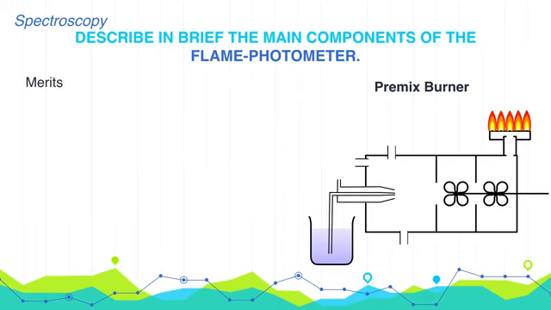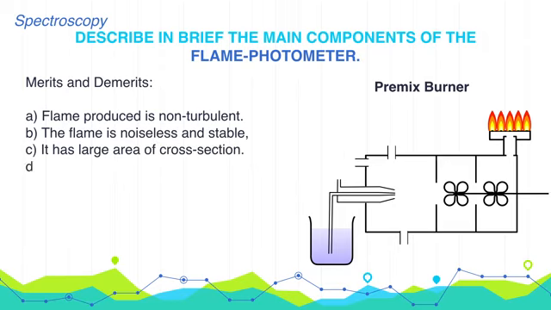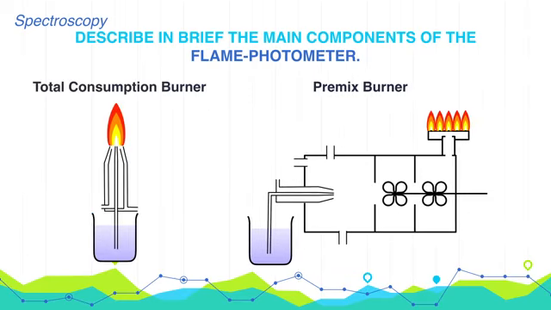These burners also have some merits and demerits. So first, the flame produced is non-turbulent. Second, the flame is noiseless and stable. Third, it has large area of cross section. And the last, 5% of the sample is burned while 95% is drained. So let's discuss other components of the flame photometer.